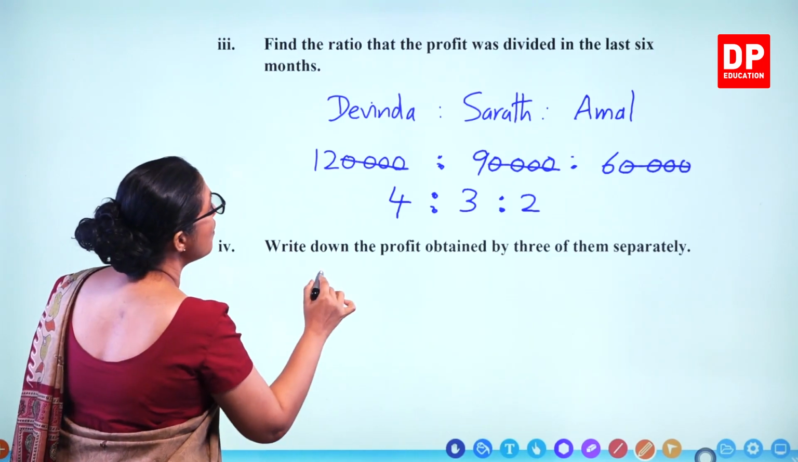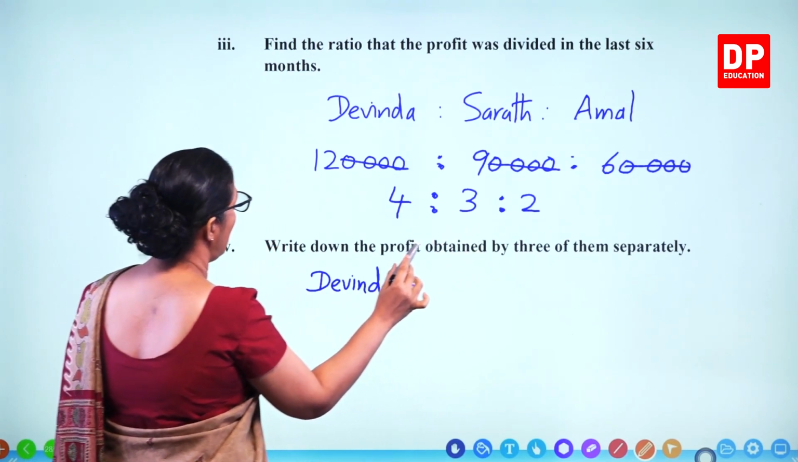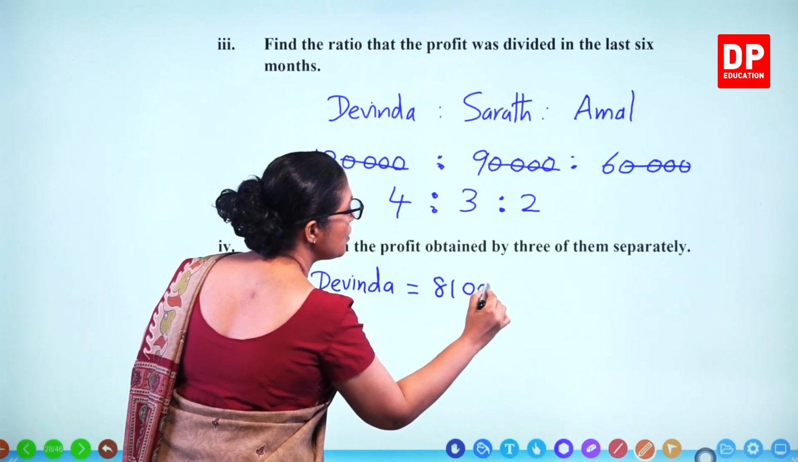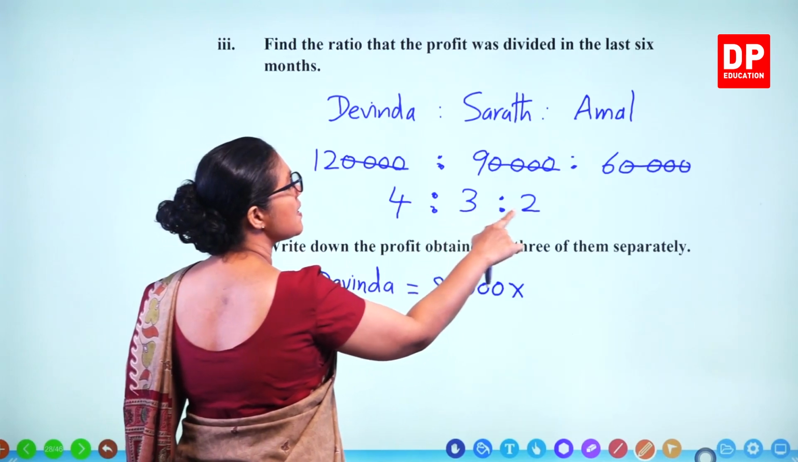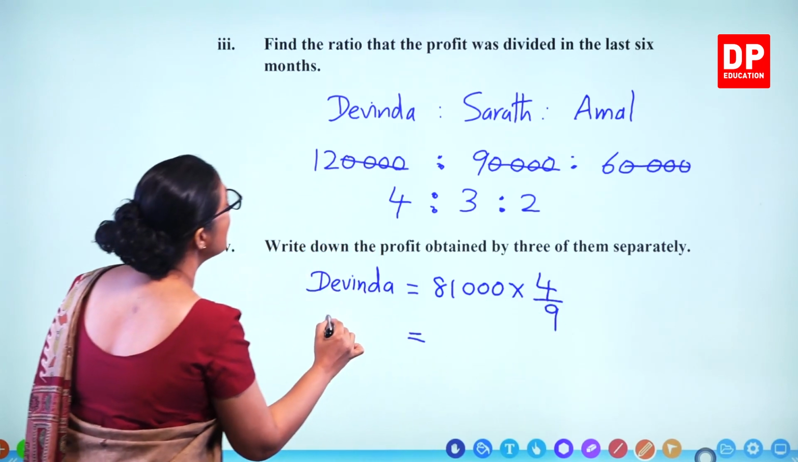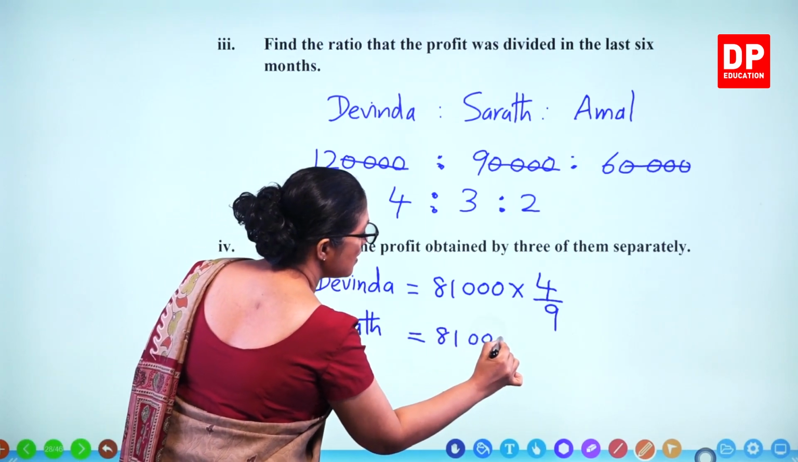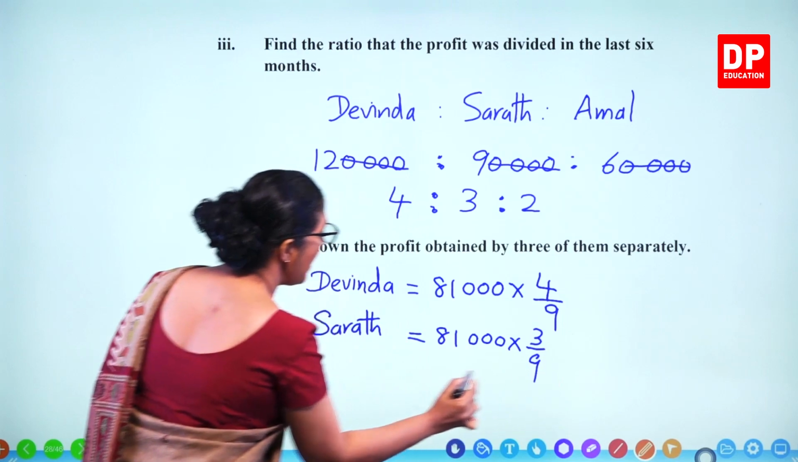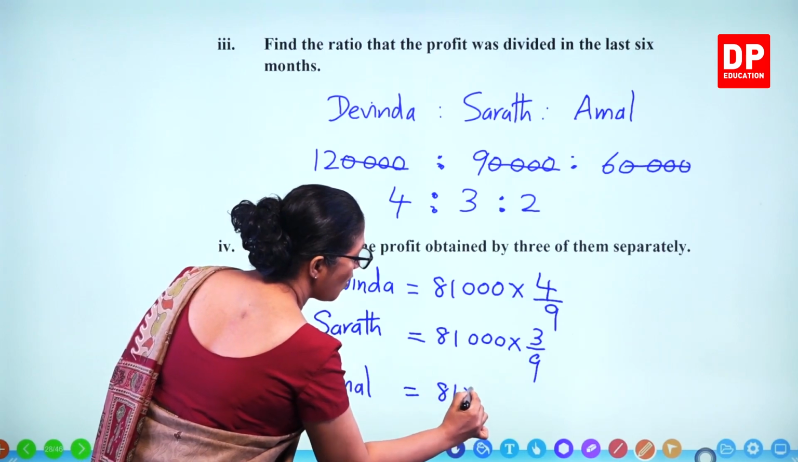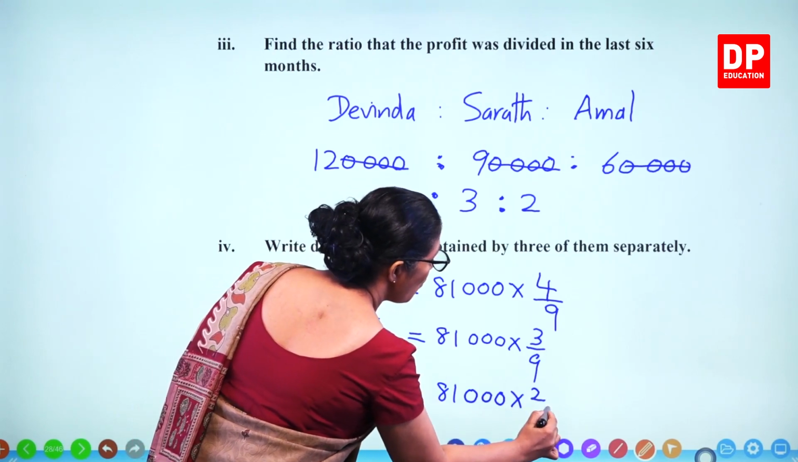So you can do: Devinda gets, what's the profit? 81,000 rupees, 81,000 rupees into 4 plus 3, 7, 7 plus 2, 9. Out of 9 parts, 4 parts. And Sarath gets 81,000 into 3 over 9. And Amal gets 81,000 into 2 over 9.